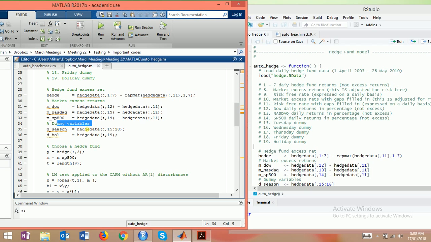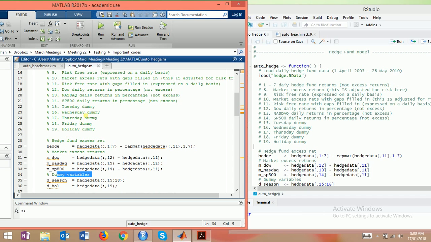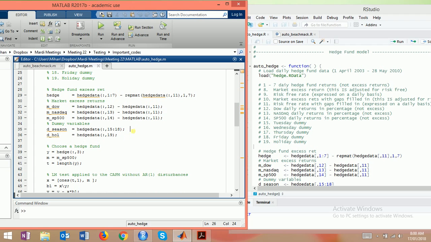Then we create dummy variables, right? Season, hedge data 15 to 18, Tuesday dummy, Wednesday dummy, Thursday, Friday, and holiday dummy. Okay, fine.